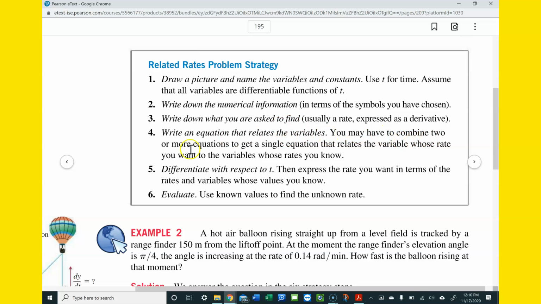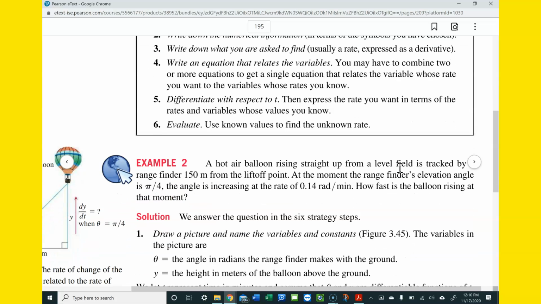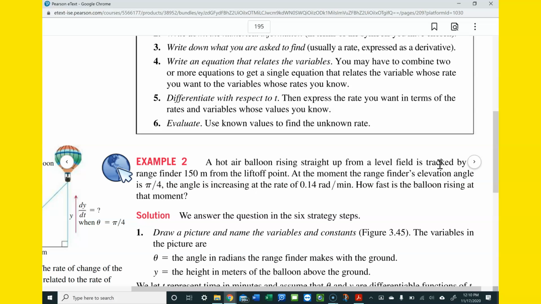Number 4, write an equation that relates the variables. You may have to combine 2 or more equations to get a single equation that relates the variable whose rate you want to find to the variables whose rates you know. So that's what we had to do. We had to write down our volume equation that related the radius and the height to the volume. But then we also had to use another geometric equation to replace one of the variables to make my equation simpler, to make it be in terms of fewer variables. Because I don't know all the information of all the variables many times.